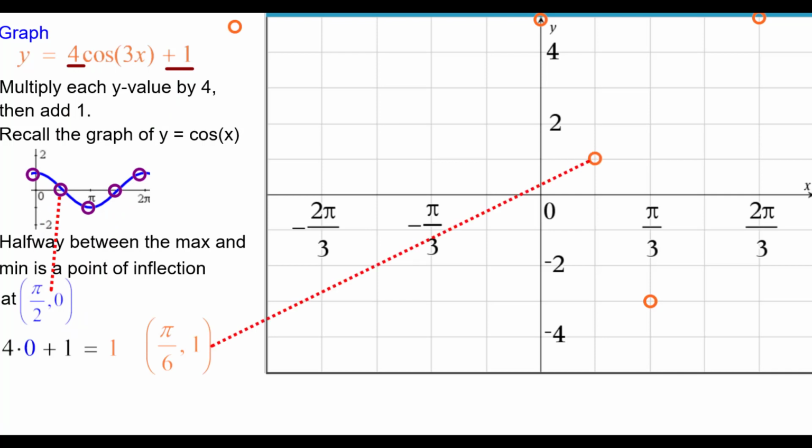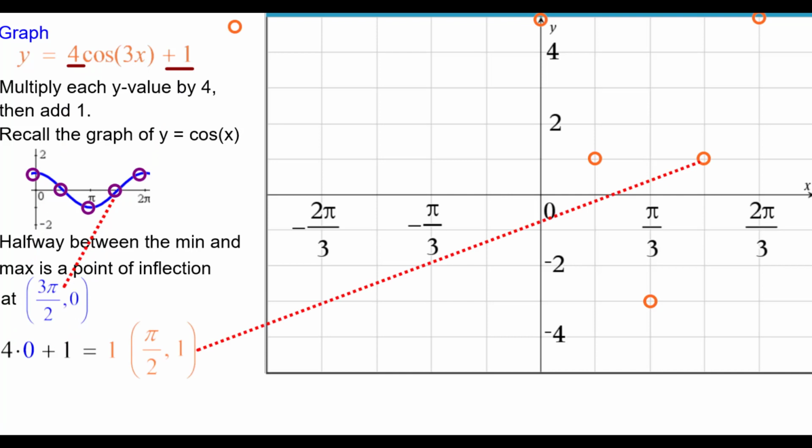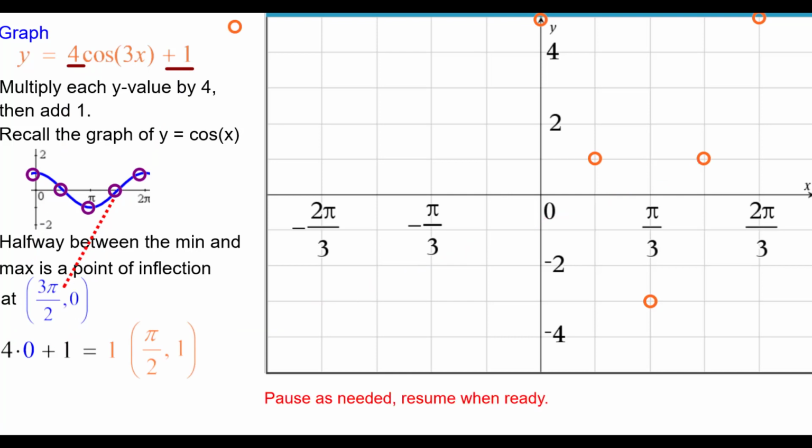And I think you can kind of eyeball where the next one's going to be, but let's just go ahead and do it anyway. Point of inflection here is going to be at halfway between pi over 3 and 2 pi over 3, which is pi over 2. The y-coordinate is 4 times 0 plus 1, which is 1. So the ordered pair is pi over 2, 1. Pause as needed.